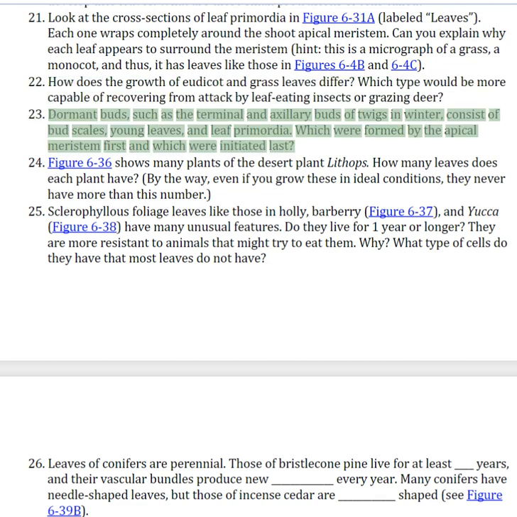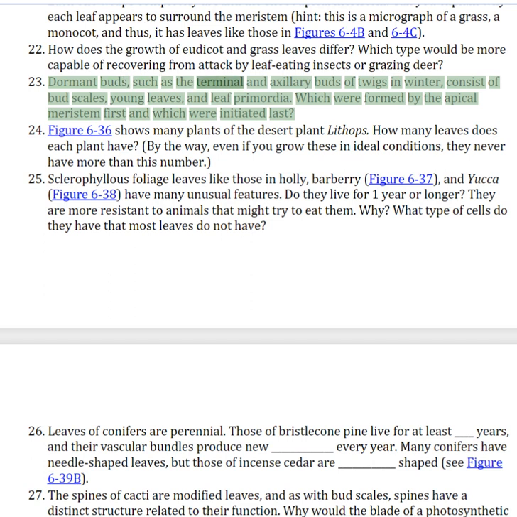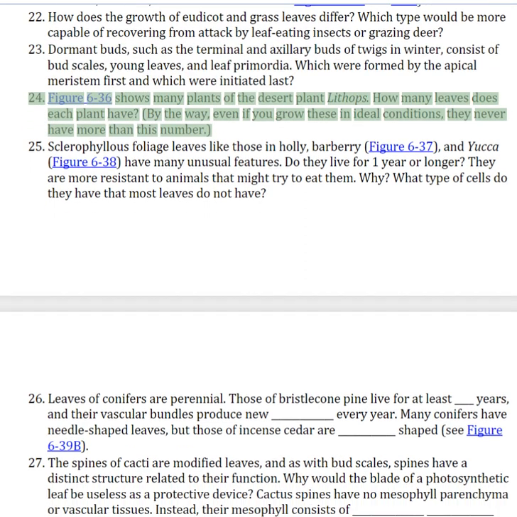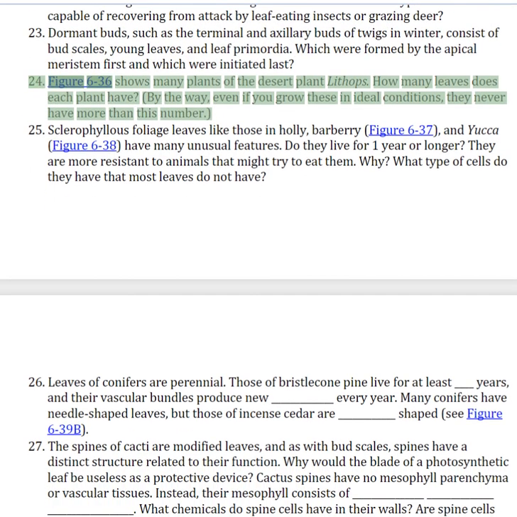23. Dormant buds, such as the terminal and axillary buds of twigs in winter, consist of bud scales, young leaves, and leaf primordia. Which were formed by the apical meristem first and which were initiated last? 24. Figure 6-36 shows many plants of the desert plant lithops. How many leaves does each plant have?